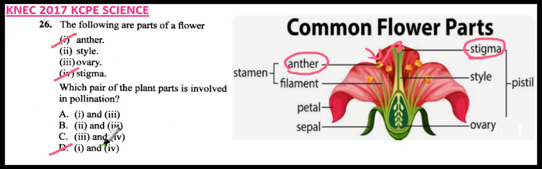We have C, 3, ovary is not involved in pollination. So that is a correct answer. Anther and stigma. So very important to know the parts of the flower, which is what you have been taught in class.